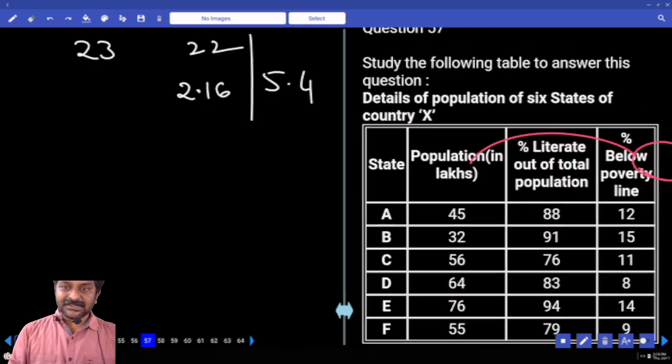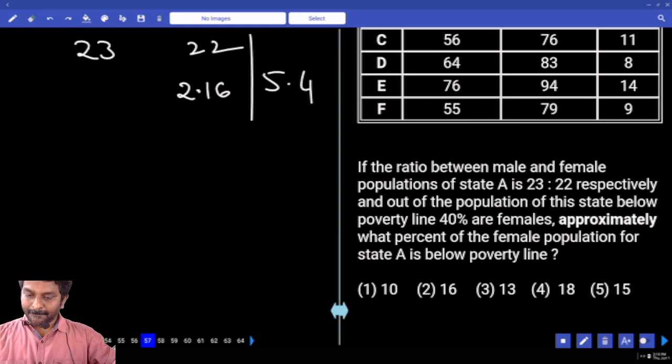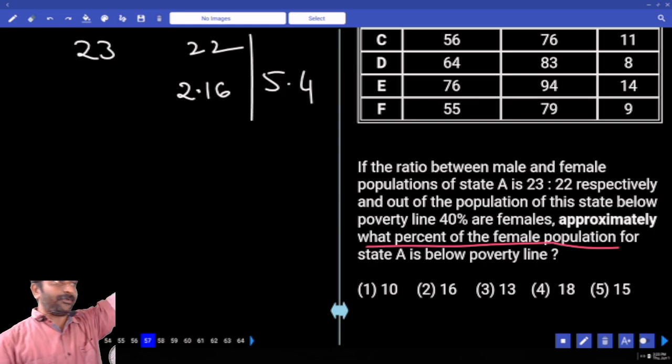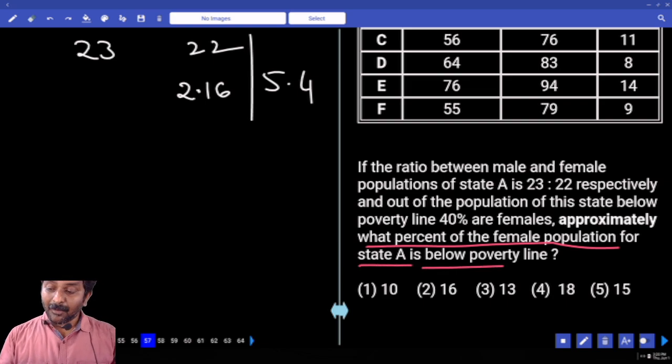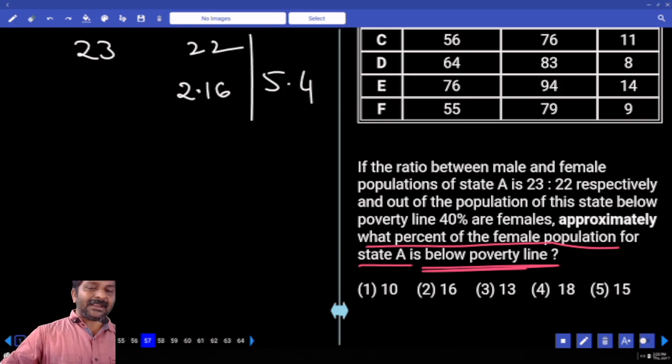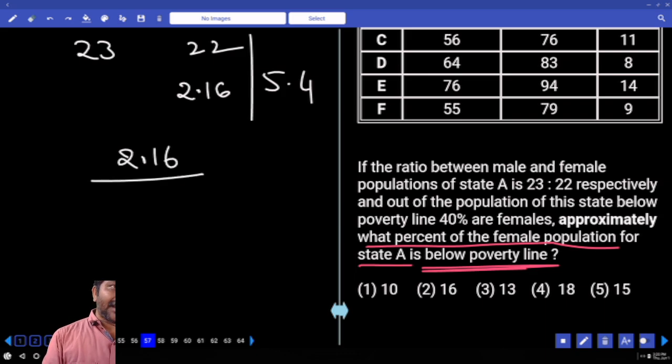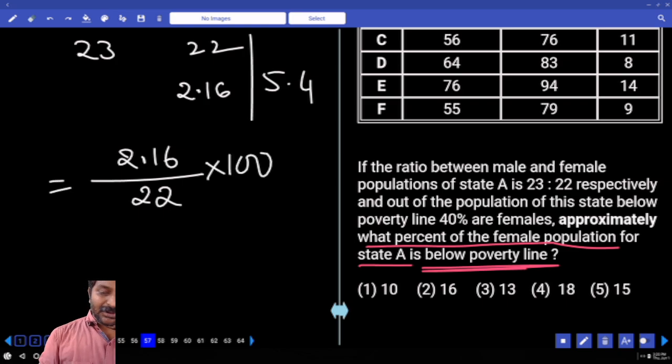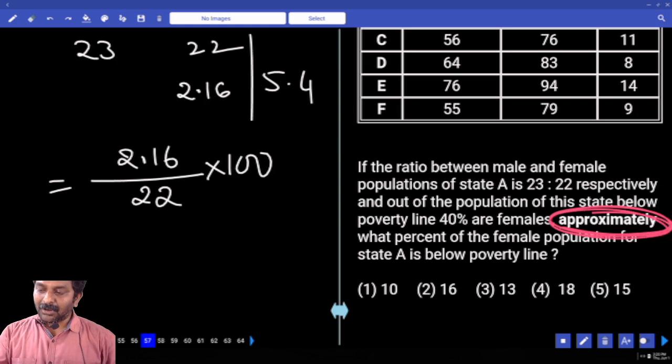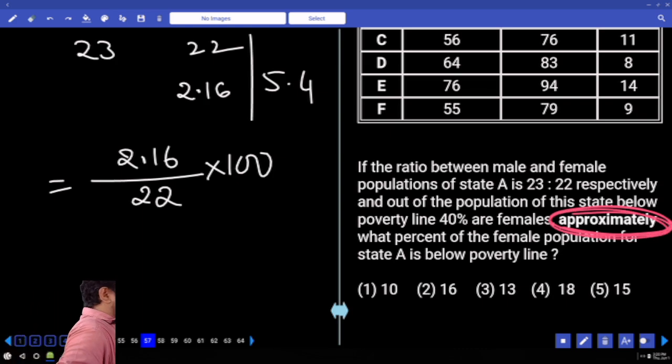Agree? Now the question is, among female, what percent of the female population of state A belongs to below poverty line? How many female are there who are below poverty line? 2.16. That must be calculated as a percentage with respect to total female, which are 22. This is what we need to calculate. Anyway, there is a word in bold: approximately. What is 10% of the denominator? 2.2 or 2.20, which is almost close to 2.16. Approximately answer, that's it.